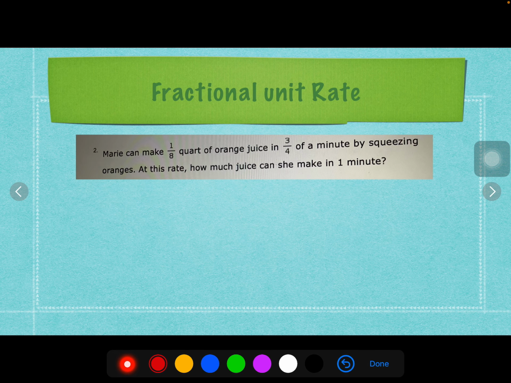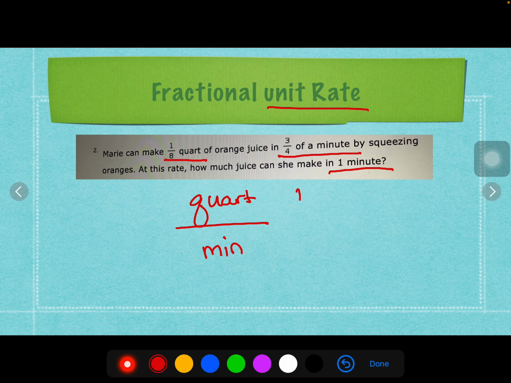And then fractional unit rate. Again, unit rate is the amount for 1, so we want to know for this one, 1/8 of a quart, 3/4 of a minute. At this rate, how much can she make in 1 minute or per minute? So I want quarts per minute. So I'm going to do 1/8 divided by 3/4. And remember, fraction division, 1/8 divided by 3/4 is the same as 1/8 times 4/3. Do that, keep, change, flip, and you get your answer that way.